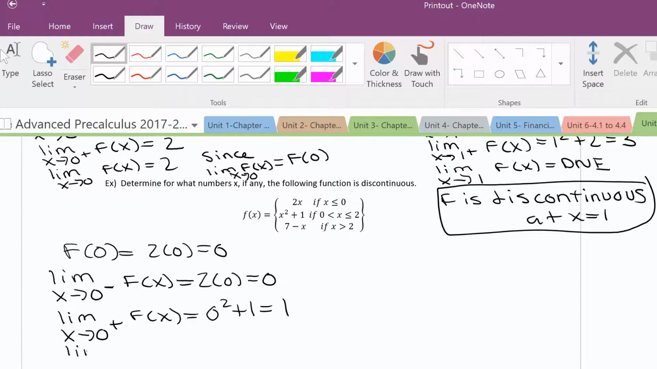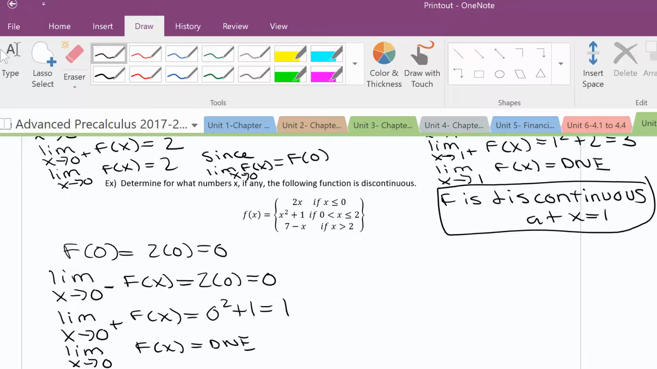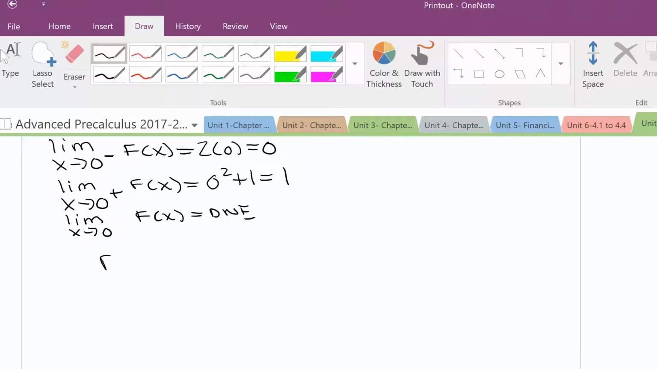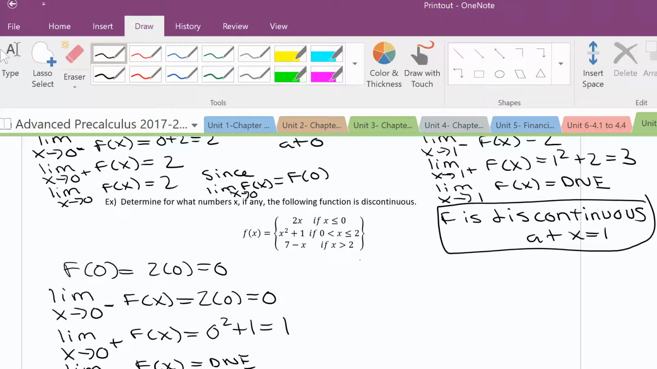So the limit as x approaches 0 in general does not exist. So since the limit does not exist, that means f is discontinuous at x equals 0. Now the only thing we have left to determine is is it continuous at 2, the other boundary point. So let's check.